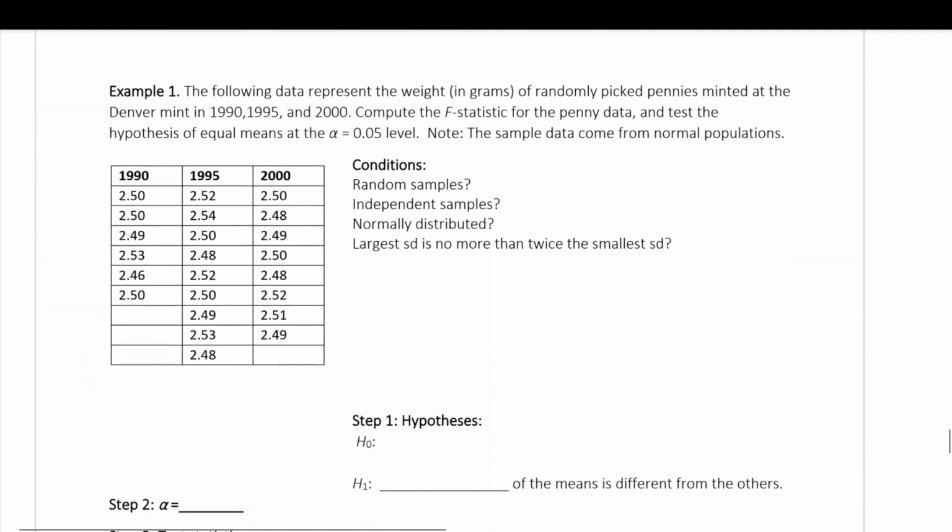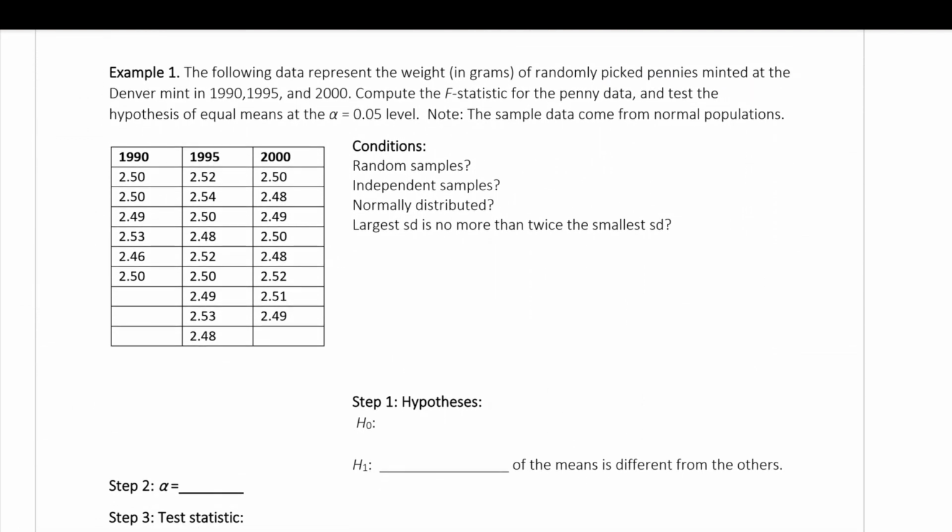All right, let's do an example here. Example 1, the following data represent the weight in grams of randomly picked pennies minted at the Denver Mint in 1990, 1995, and 2000. Compute the F statistic for the penny data and test the hypothesis of equal means at a 5% level of significance. Note, the sample data come from normal populations.